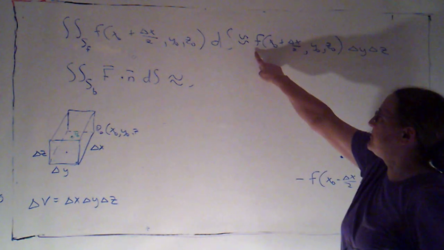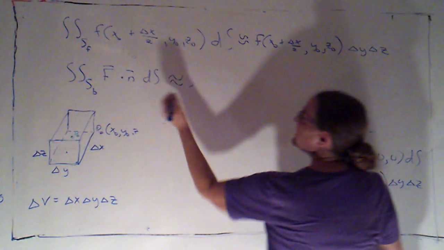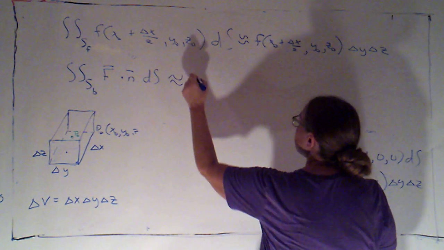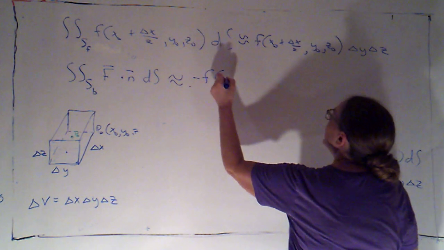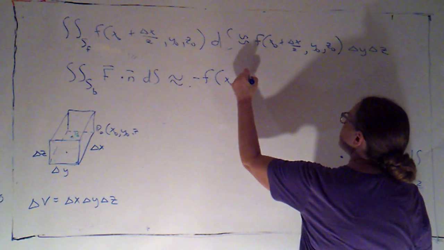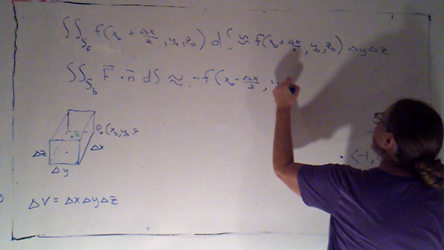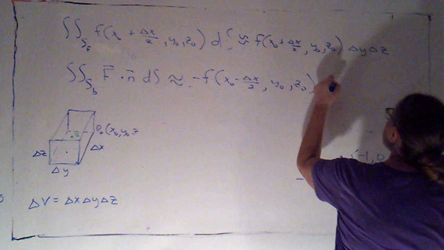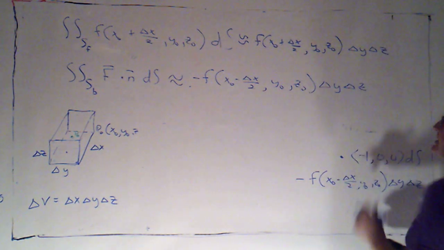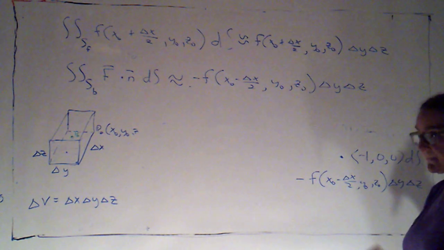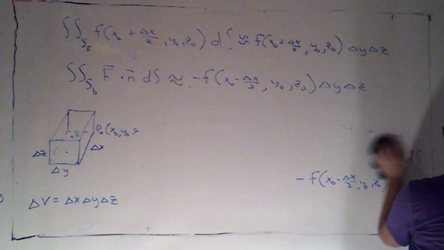I apologize, I had miswritten that as an equal sign. But now we're saying along the back, it's approximately the opposite of f at x naught minus delta x over 2, y naught, z naught, times delta y delta z. Okay, so far so good.